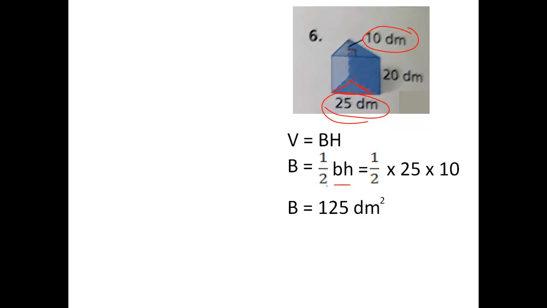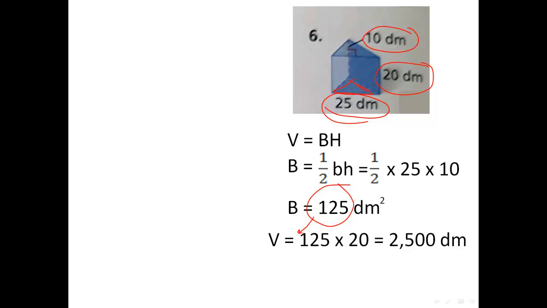Then we will take the area here and the height of the prism and multiply them together to give us the volume. So the volume will equal the area of the base multiplies the height of the prism. This will equal 2500 decimeter cubed. Cubed because it's a volume. Okay.